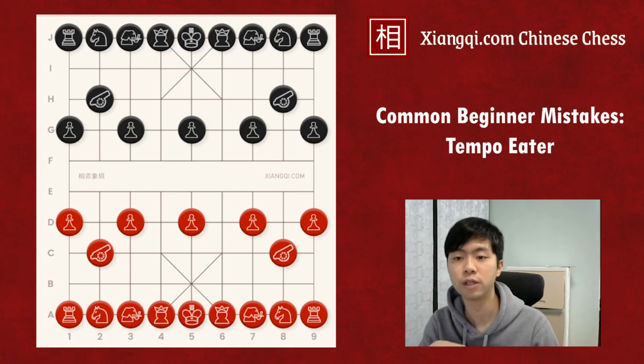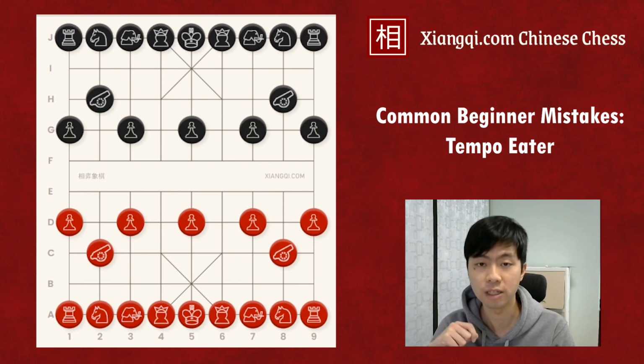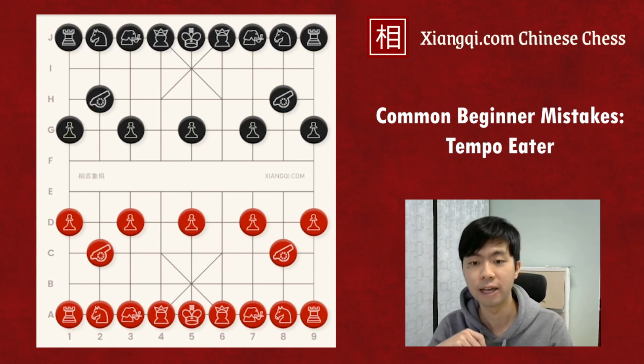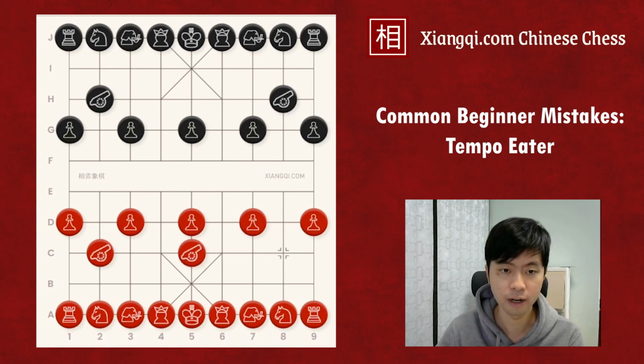In this video, I'm going to help you avoid the tempo eater mistake that would reduce your development efficiency and lead you to positional disadvantage. Let's start with the example of the mirror cannon.